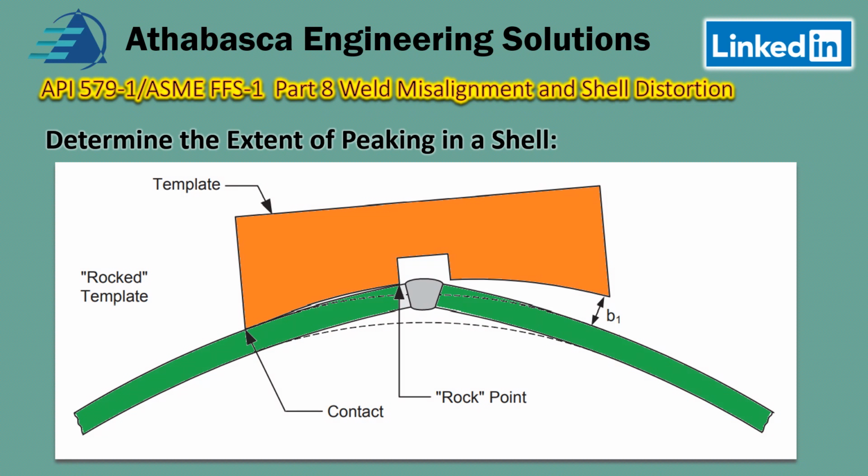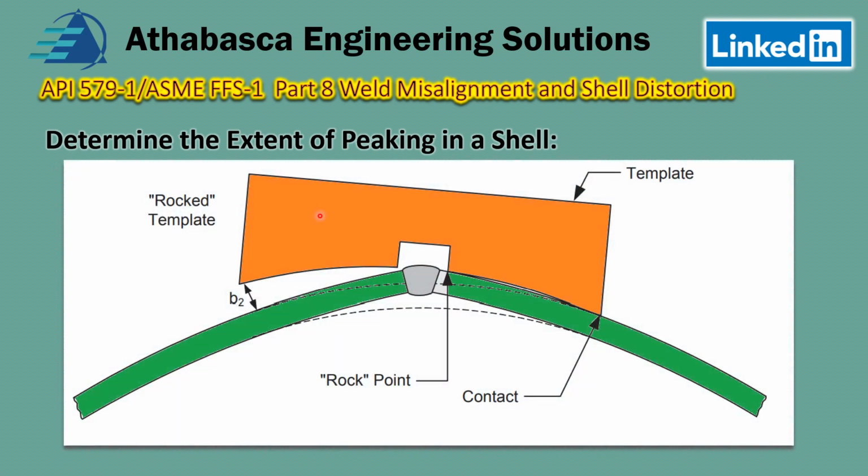Determining extent of peaking, the second step in the procedure. So basically we rock this template to the left side to a point where it comes into contact, and then we measure B1. We go to step 3 where we rock the component to the right to a point where it contacts over here, and the rocking point is there, and then we determine B2.